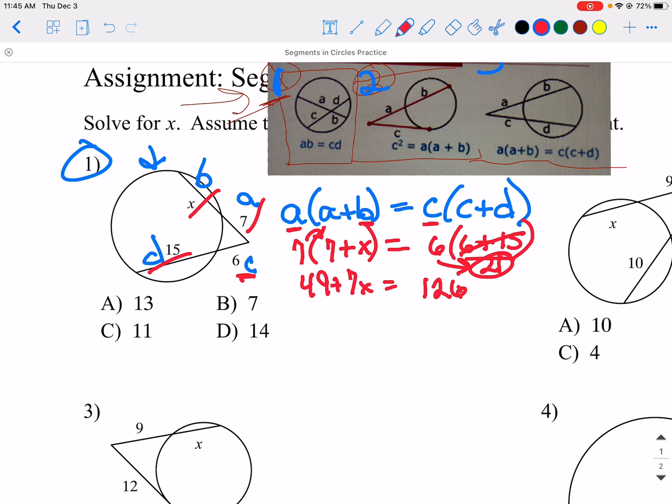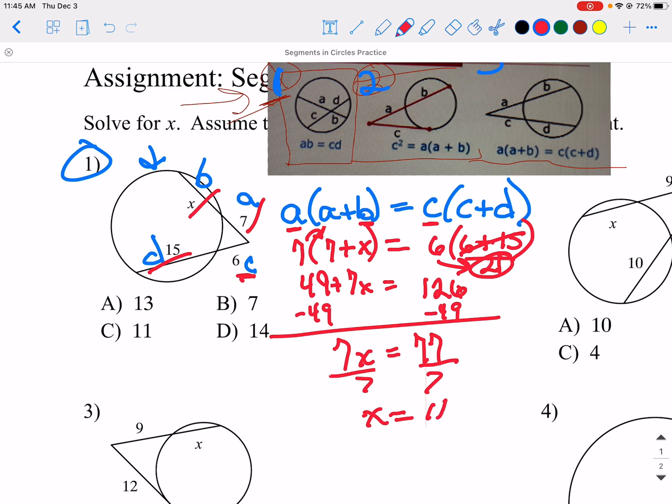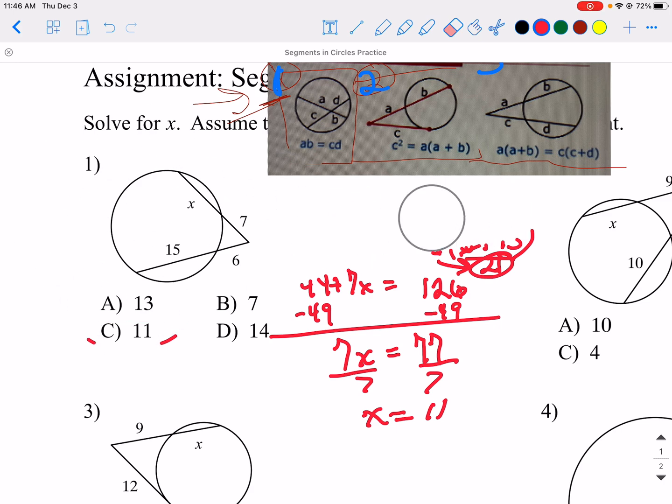Now I'm solving for X, so I have to subtract 49 from both sides. My voice is scratchy, so sorry about that. And then 126 minus 49 is 77. And then divide by 7, so X equals 11. So in this case, X would be 11. Okay, so that's an example using that. So now I'm going to go ahead and clear that and go on to another problem.